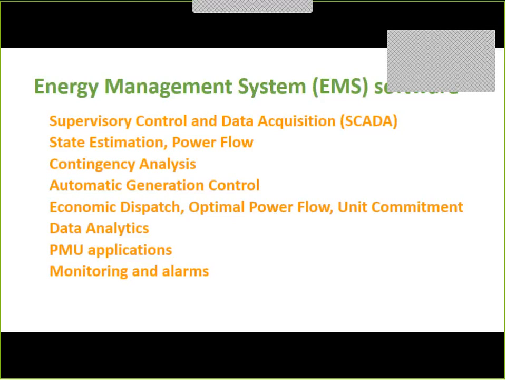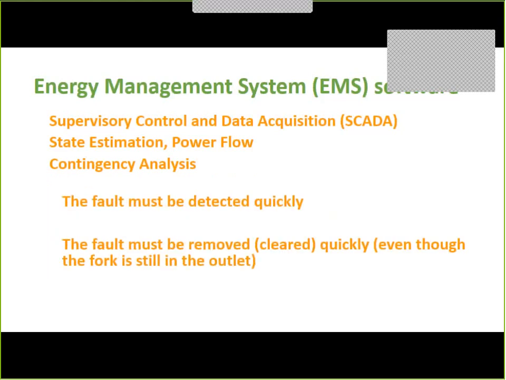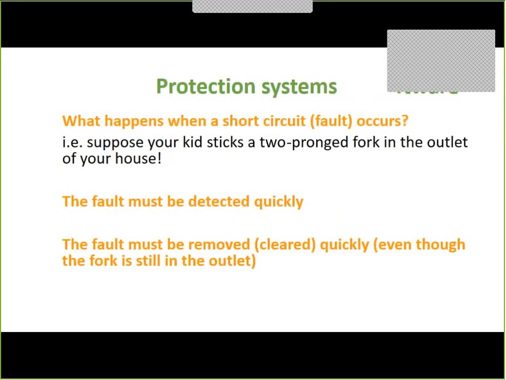Okay. Here's the list of the software. SCADA, state estimation, power flow, contingencies. AGC controls the grid generation. Economic dispatch, a lot of money involved. And those are all targets for hacking. Protection systems, this is quick. The protection of the grid is to protect equipment primarily. People too, but mostly the equipment.